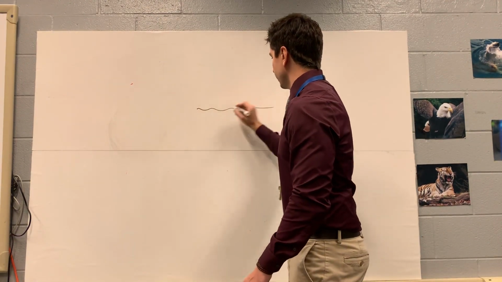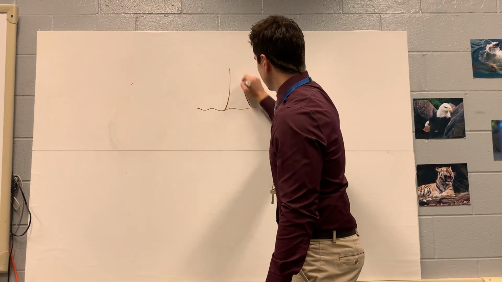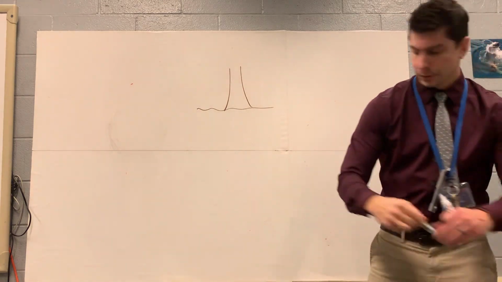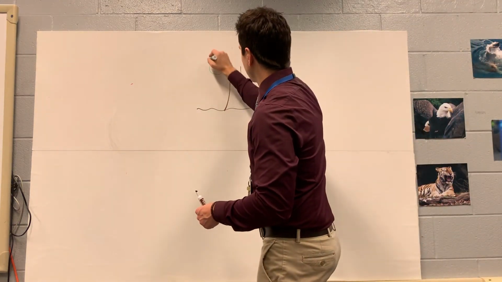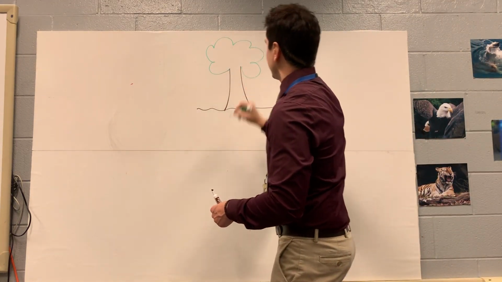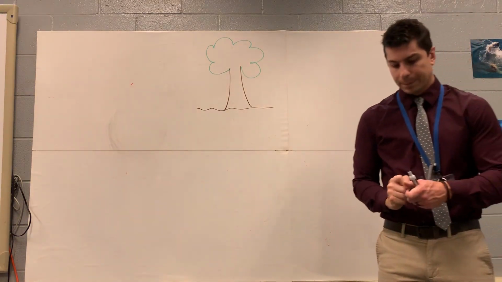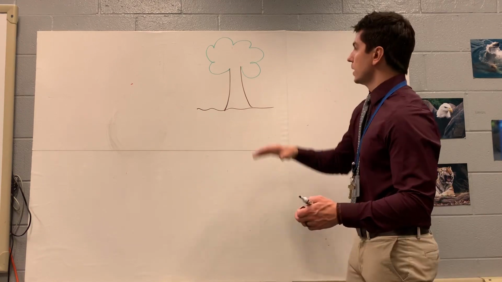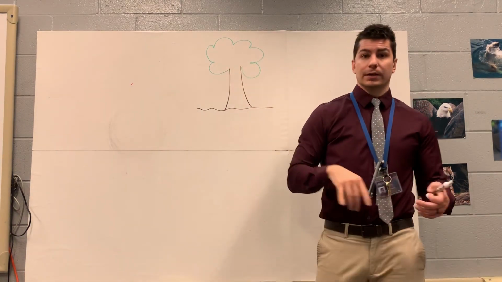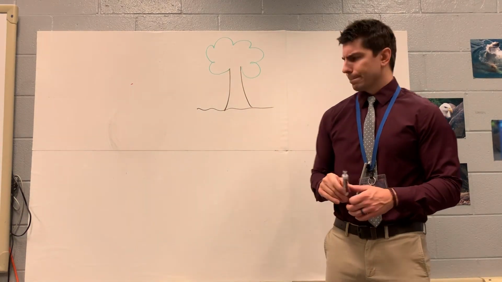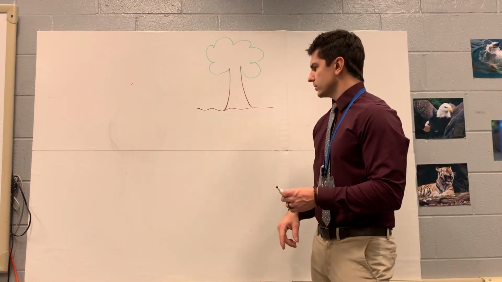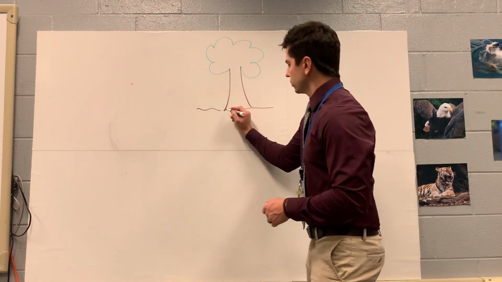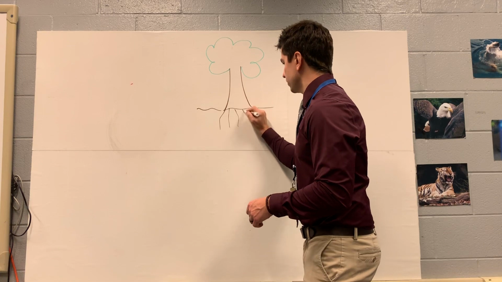So here's our ground. There's our trunk. Oh yeah, there you go. That's lovely. There's our tree, okay? You guys know, through previous years, that we need water up in the leaves of the tree. But when it rains, the water goes into the ground. Okay, so we got our roots here.